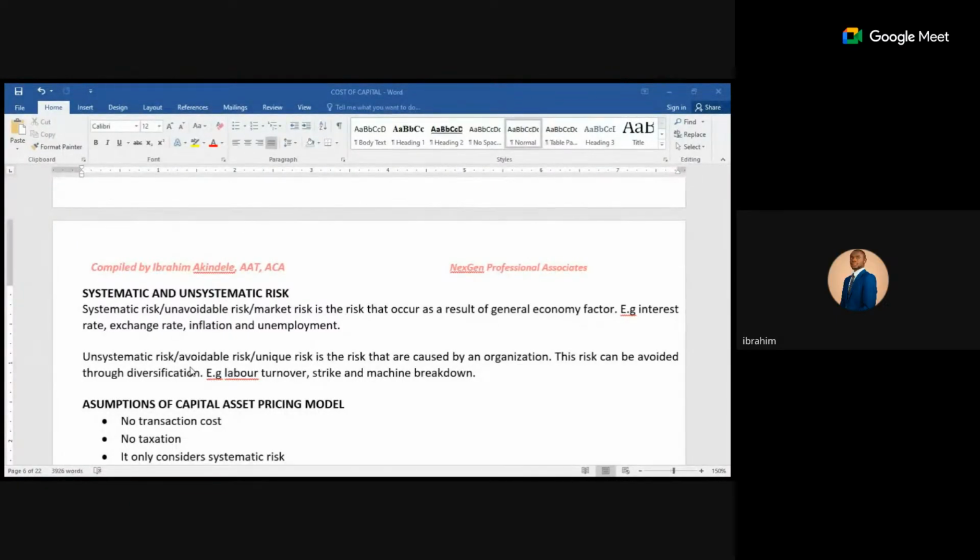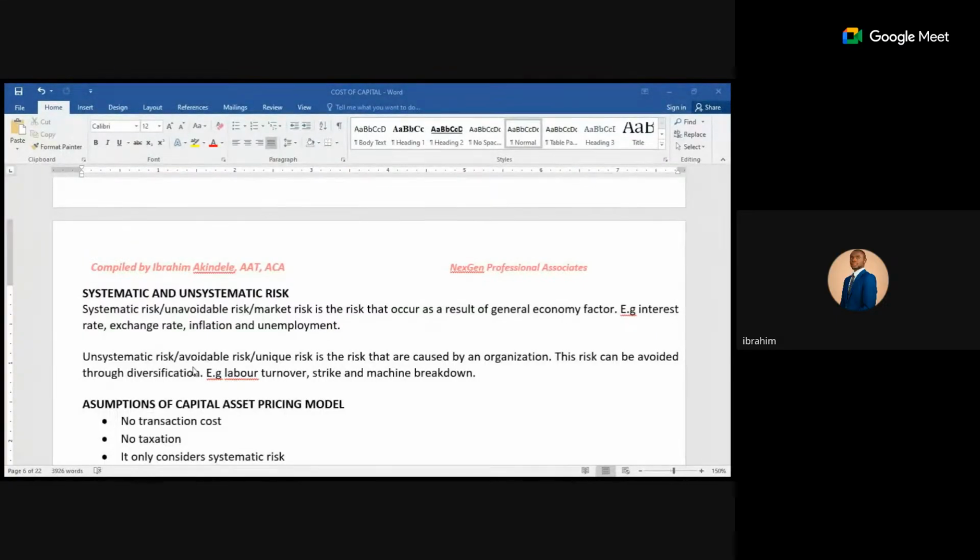For instance, if a company's machine breaks down and they were not able to produce a product, it is actually caused by the company. Why will you wait till the machine breaks down? That is unsystematic risk. It can also actually be avoided.